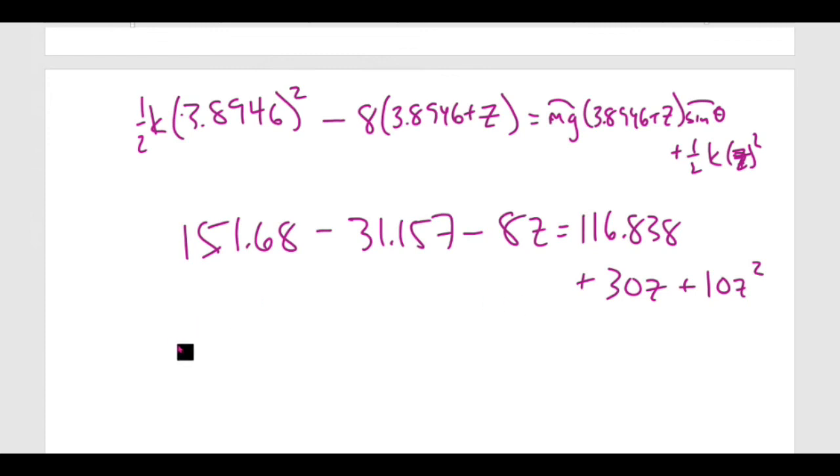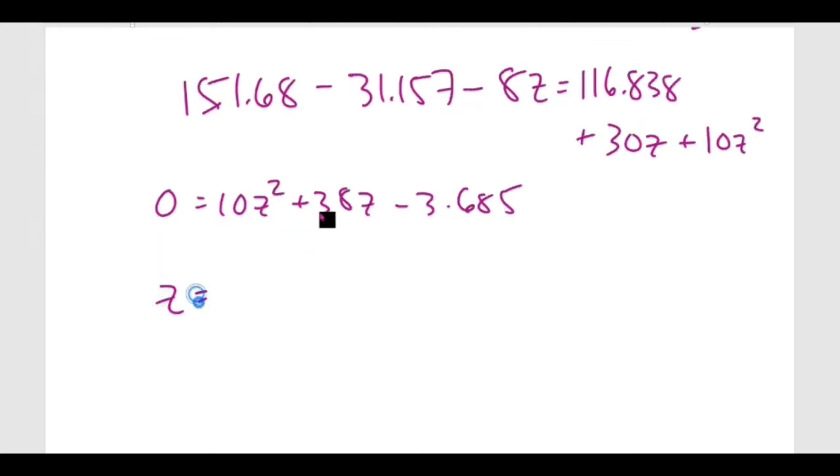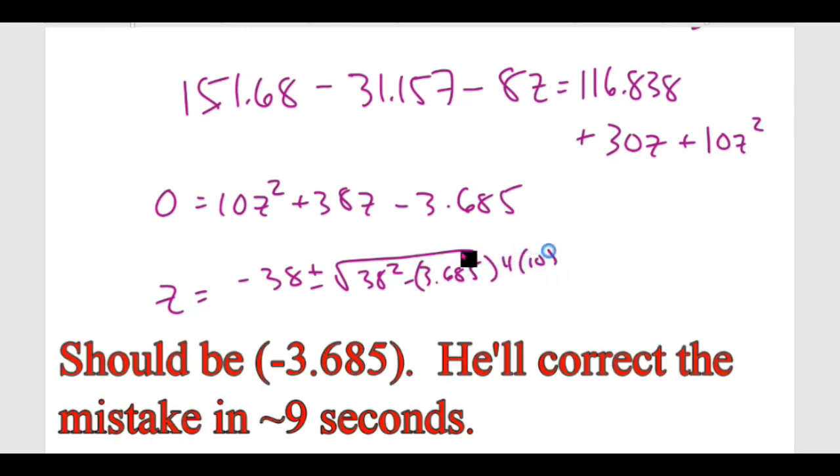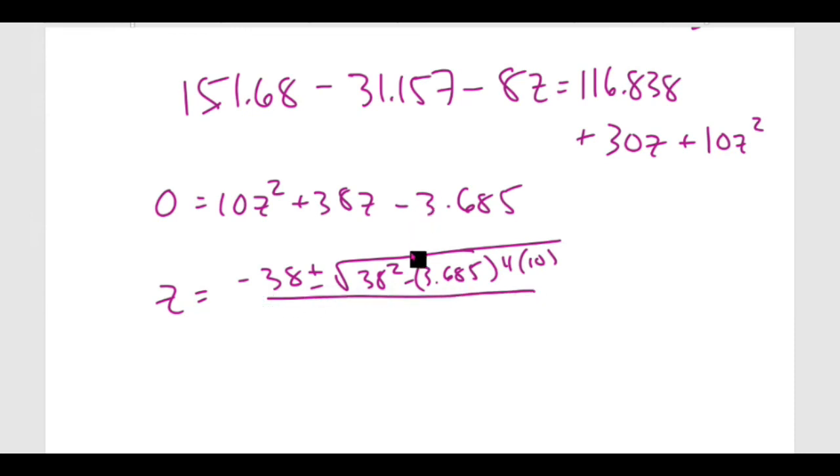And now let's get all that stuff together. So I have 0 is equal to 10z squared, adding that over to the other side, plus 38z, and then I now have minus 3.685. And so z equals negative 38 plus or minus the square root of 38 squared minus 3.685 times 4 times 10. Slightly different order than is traditional. That should be a negative there, over 20. And so I get negative 38 plus or minus 39.89 divided by 20.